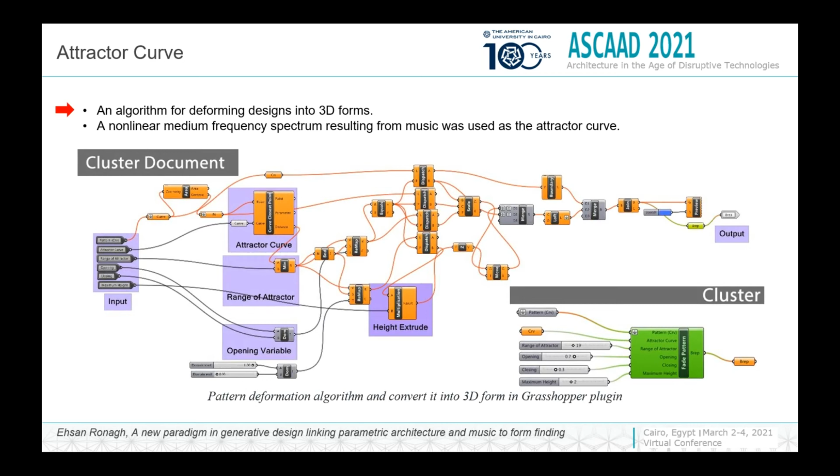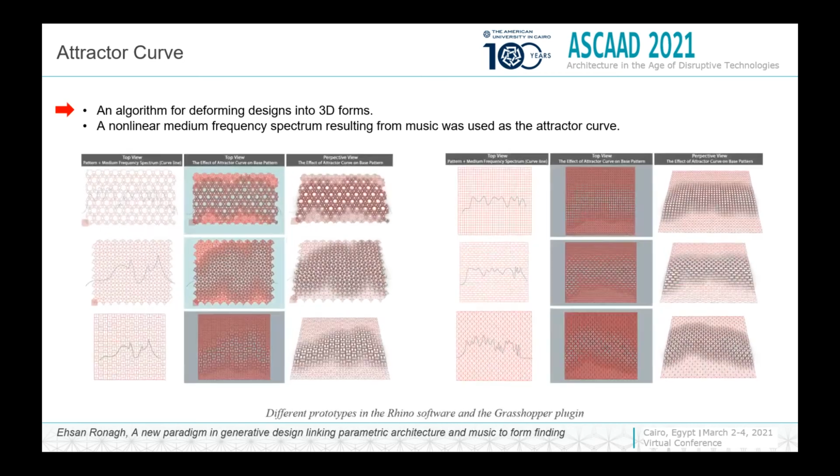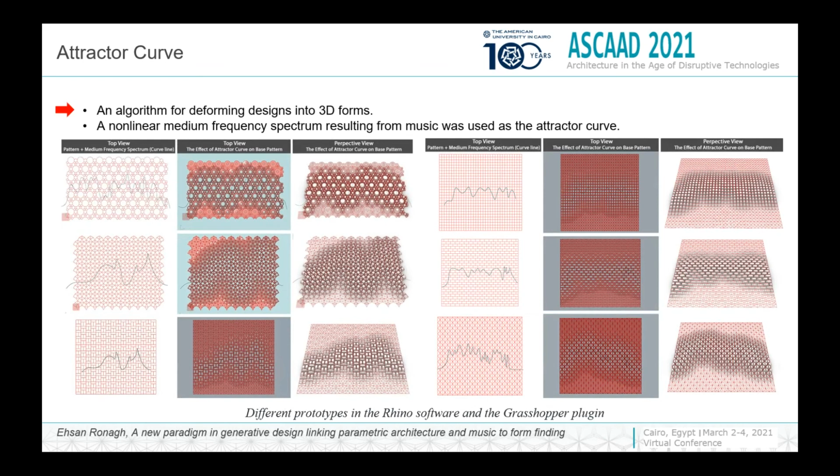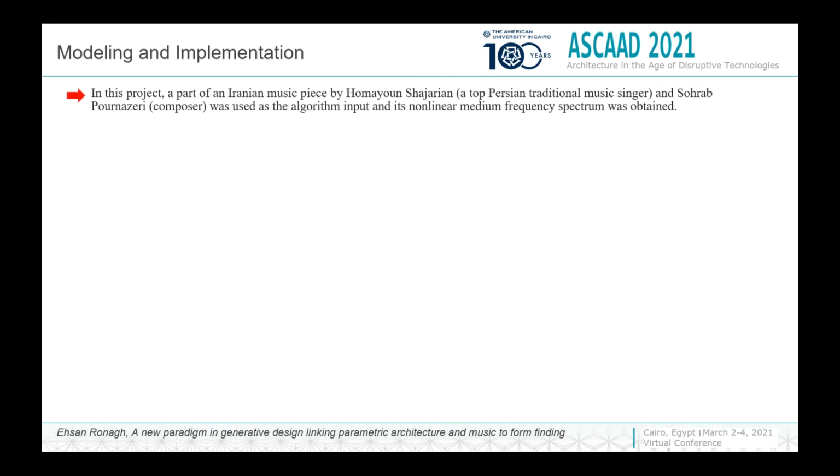And these are different types of prototypes that are made with different types of music by this approach. Finally, we implemented a project based on this study. In this project, a part of an Iranian music piece by Mohammadjavad, the top Persian traditional music singer, and Sohrab Purnazar as a composer, was used as the algorithm input, and its nonlinear medium frequency spectrum was obtained.